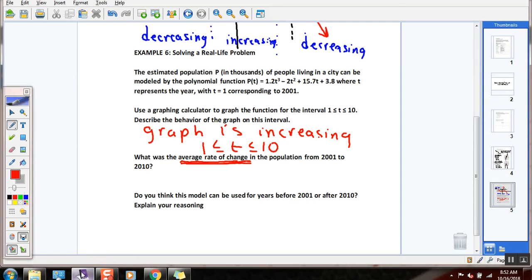What this is really doing, average rate of change means find the slope. Well, guys, what was the point? 1 comma, was it 18.7? For 2001, that's the first year. What was 2010? 10 comma what? 1160.8. Okay, you guys go ahead and find the slope there. You would do y2 minus y1 over x2 minus x1. 1142.1 divided by 9.